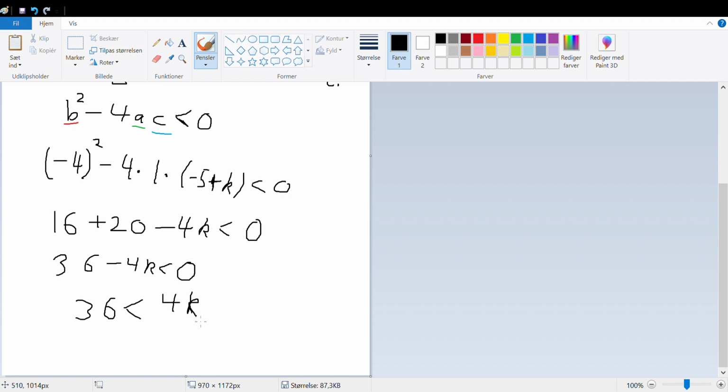Then we can go, oh, but 36 divided by 4 is totally possible. And we find that we get this. Or, if you prefer, k is larger than 9. So as long as k is bigger than 9, that's when we have no real solutions.